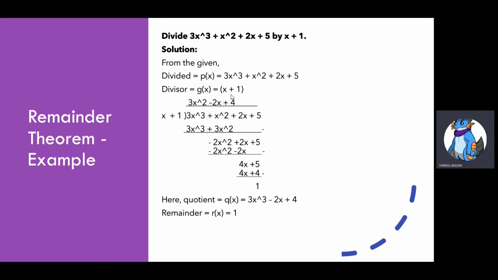From here, we need to use the divisor and multiply it in order to reduce the dividend to the point where it is not divisible, giving the last remainder. So basically, from these equations, we get that the quotient of the solution is 3x squared minus 2x plus 4, while the remainder will simply be 1.